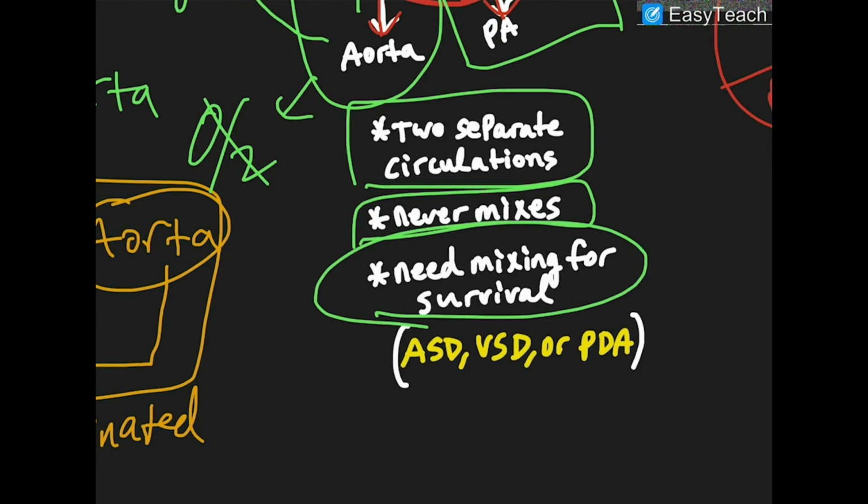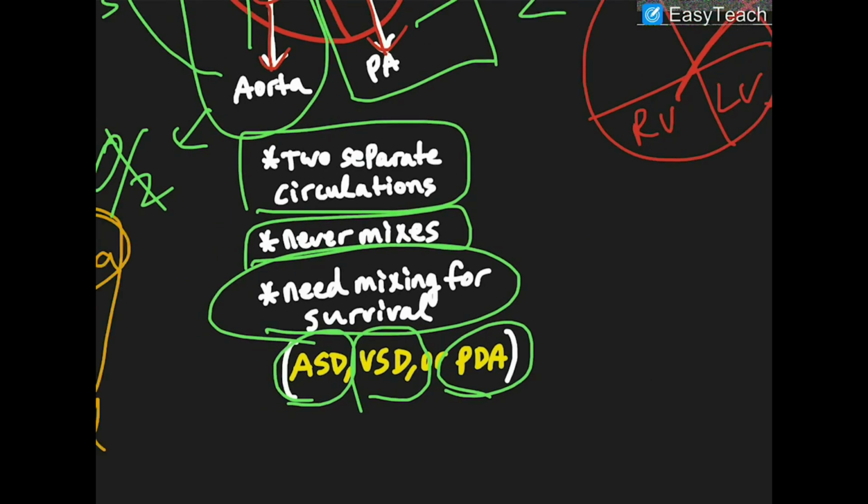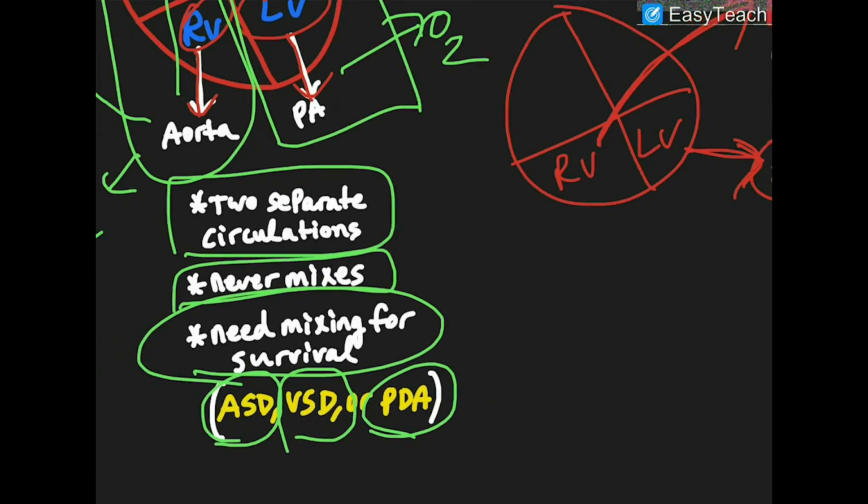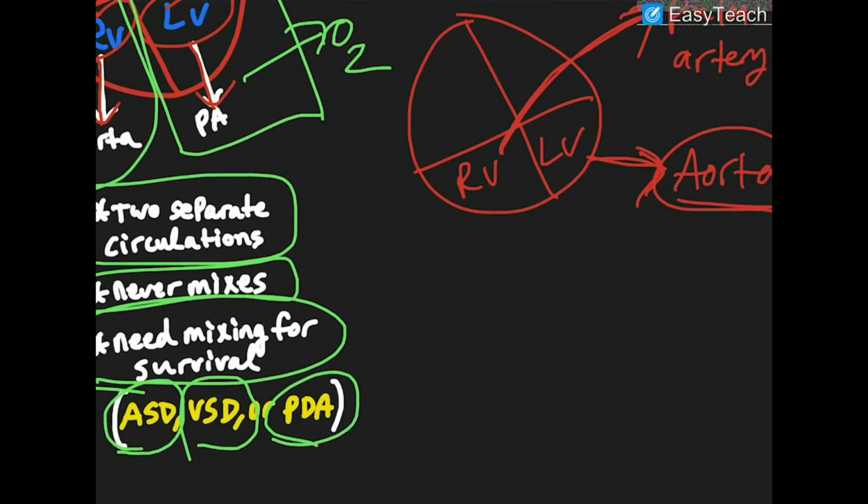All right, so how do we get this mixing to occur? Either we need an ASD, an atrial septal defect, or a VSD, a ventricular septal defect, or a PDA, which is a patent ductus arteriosus. Any of those three will help the baby at least get some oxygen going to the systemic circulation. All right, so let's see what we have next.